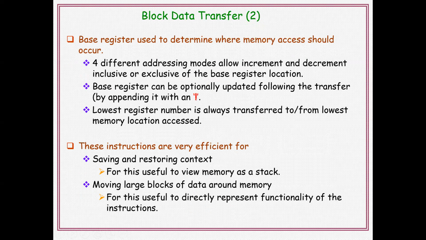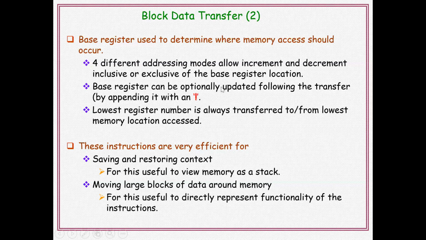The base register is used to determine where the memory access should occur. One is four different addressing modes, which allow increment and decrement, inclusive or exclusive of the base register location. Second, the base register can be optionally updated following the transfer by appending it with a hash symbol.